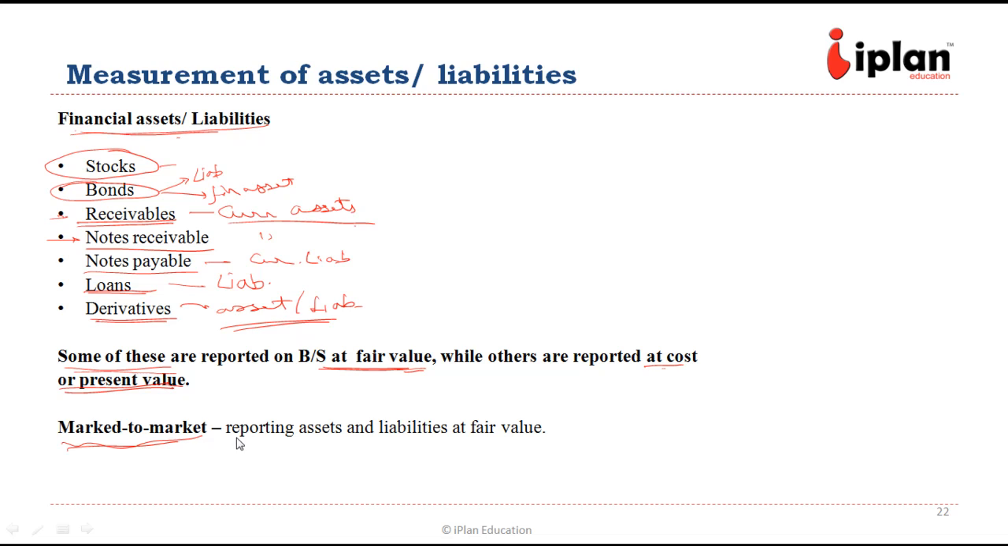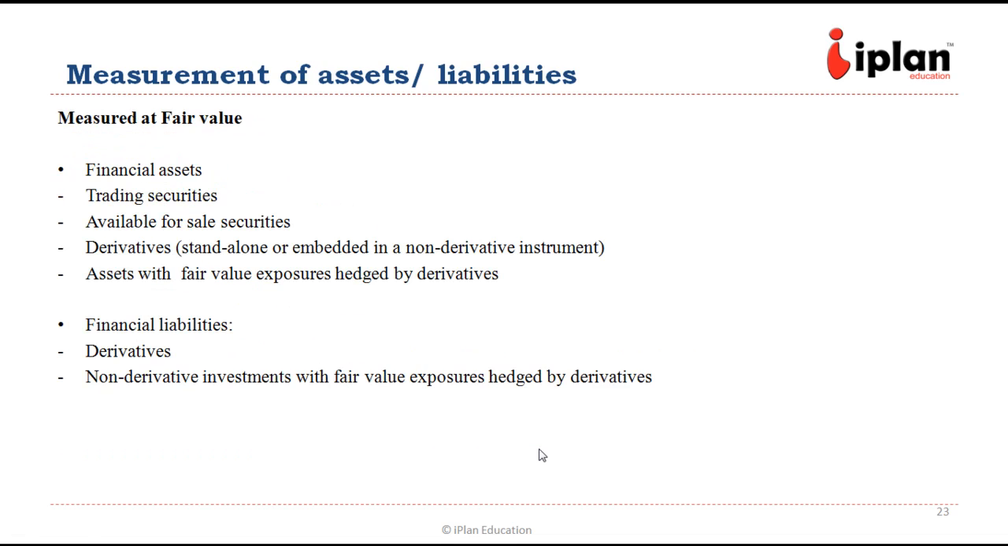To calculate fair value, they are marked to the market or reported at fair value. We just find out what the current price in the market is and calculate the unrealized loss or profit. Now let us look at them in detail. Firstly, we'll look at the financial assets or liabilities which are measured at fair value. So let us look at the assets first.